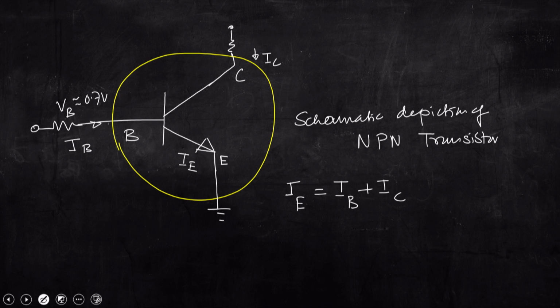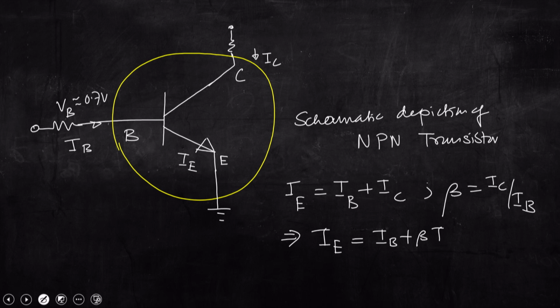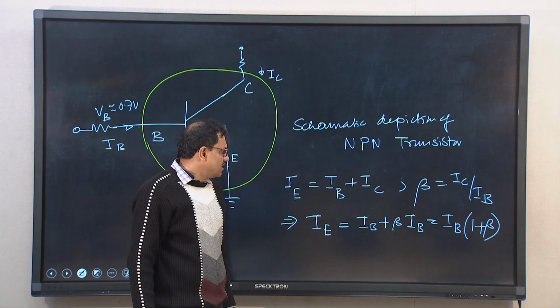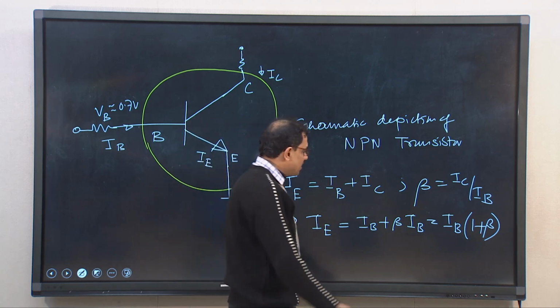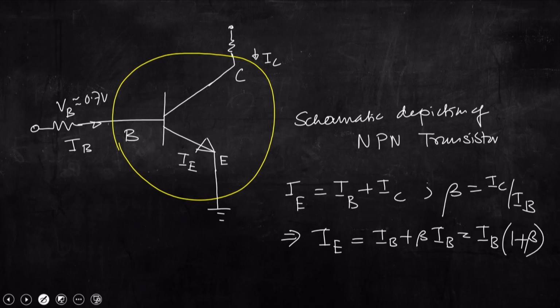Now, we have already defined beta equal to IC plus IB. So, if we write here that IE equal to IB plus beta into IB, so that is IB into 1 plus beta. That means beta is the gain, which is typically 10 to 100, even 100. If it is 100, then we can see that a small base to emitter current can be amplified using this transistor circuit.